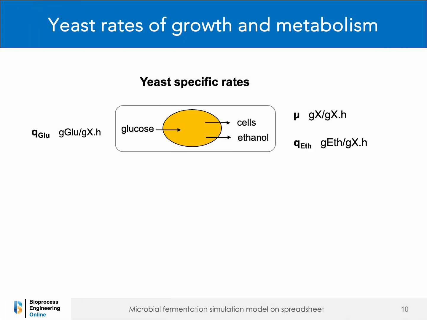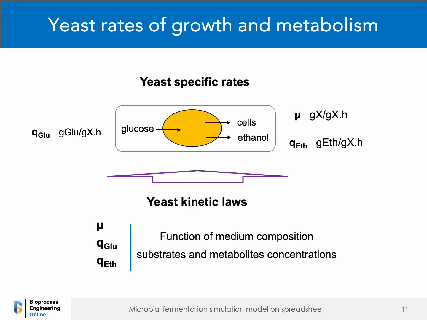For the growing yeast cells, the characteristic specific rates are the specific rate of yeast growth mu, in grams cells produced per gram cells an hour, the specific rate of glucose consumption, Q-glu, in grams glucose consumed per gram cells an hour, and the specific rate of ethanol production, Q-eth, in grams ethanol produced per gram cell an hour. During the yeast batch fermentation, these specific rates are not constant. They can vary with the concentrations of the sugar and possibly of the excreted ethanol metabolite in the medium. The yeast kinetic laws express the influence of the substrates and metabolite concentrations on the yeast-specific rates.